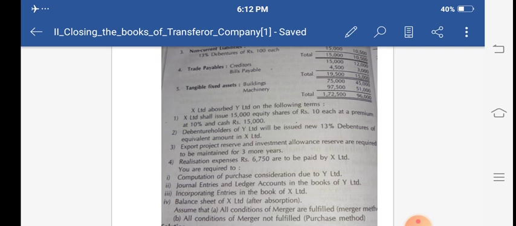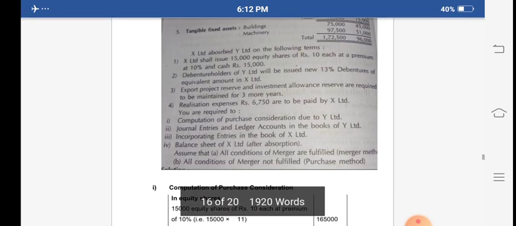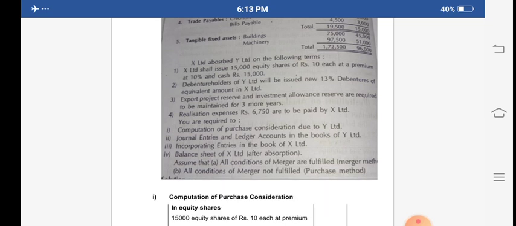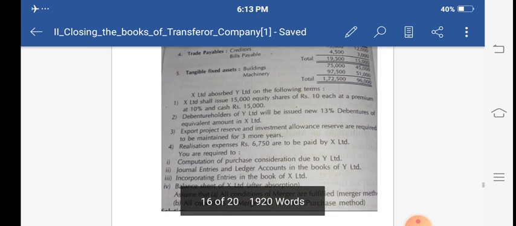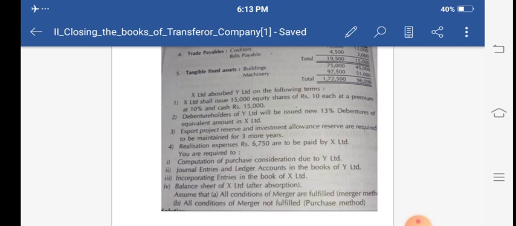So with the help of both methods and this information, we will prepare this amalgamation in the nature of merger. With this information we can prepare the problem on the merger method as well as the purchase method. I hope you understand. Just read the problem carefully and note it down in your books. In the next session I will continue with this problem. Okay, thank you.